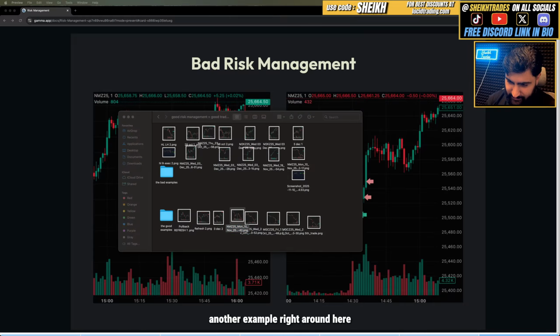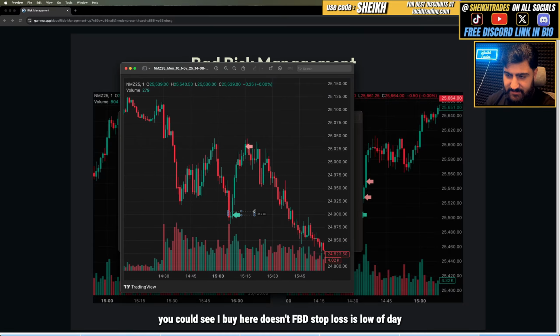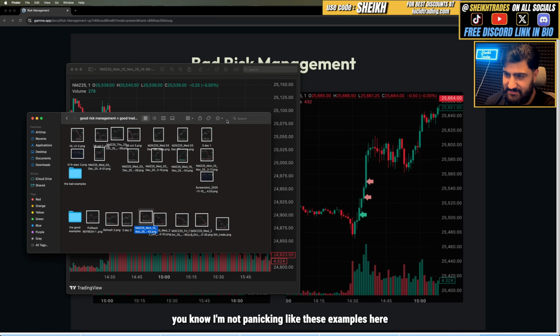Another example right around here, you could see I buy here, it doesn't FBD, stop loss is low of day, if it goes there, so be it. And you could see I'm not panicking like the other examples that I had here. I'm not panicking like these examples here.